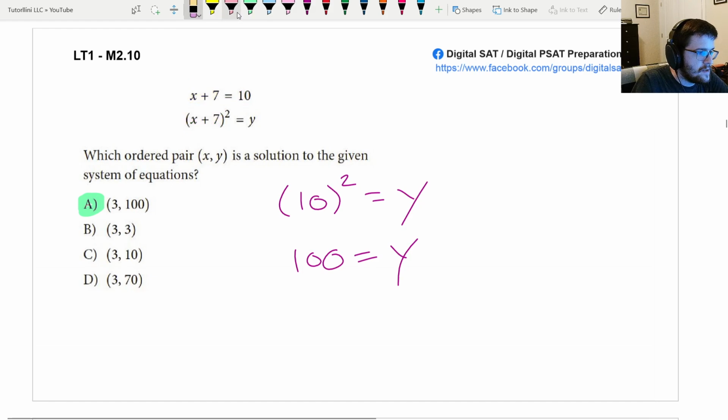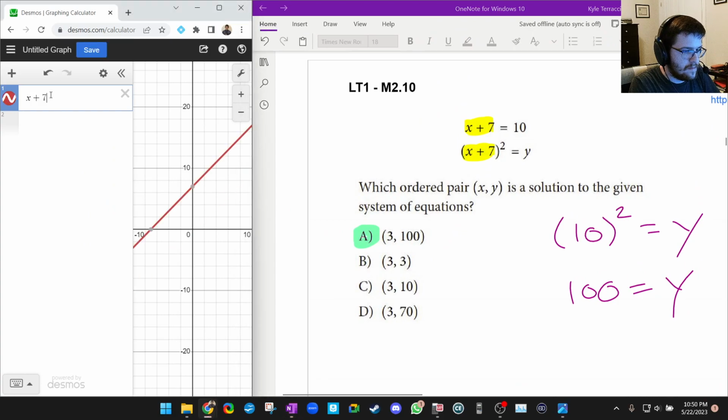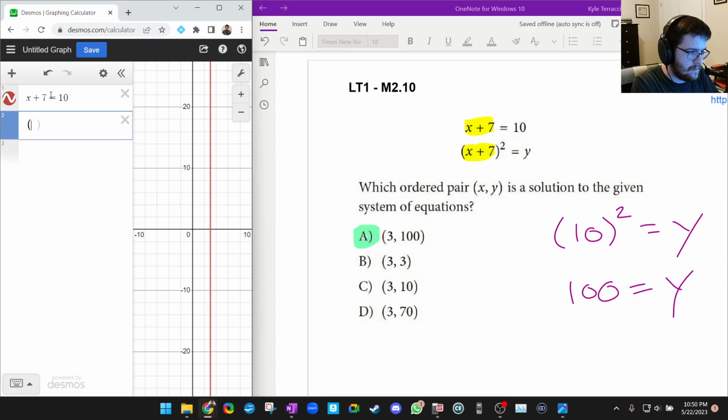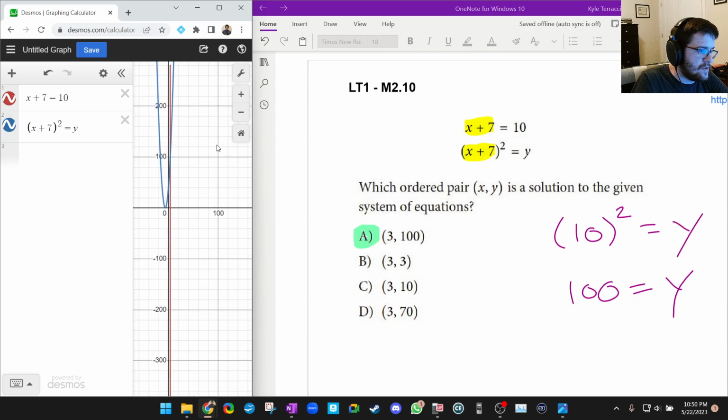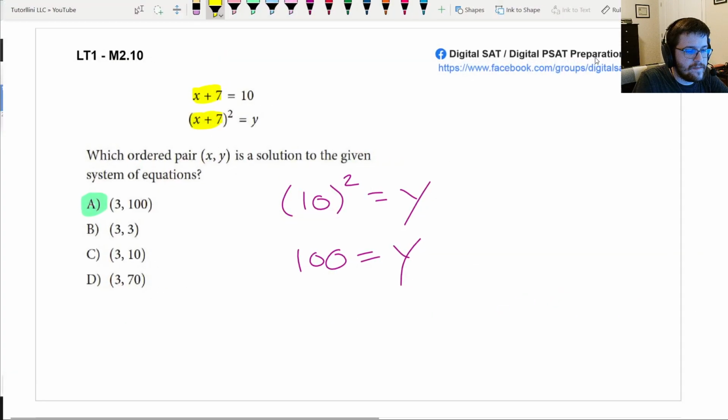Of course, we could have plotted these guys, so let's see if that works. Okay, so I'm going to zoom out. Seems like they cross up here somewhere. Seems like right there. Let's click on it. 3, 100. Great. Well, it took 2 seconds.